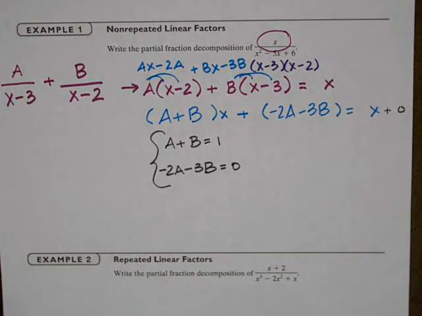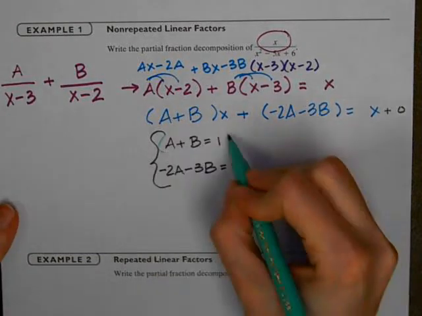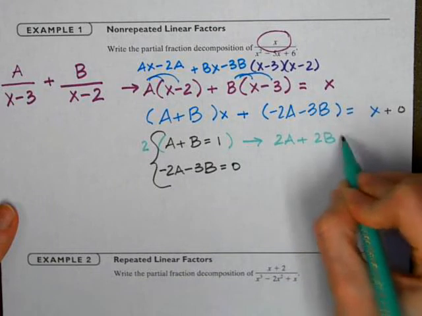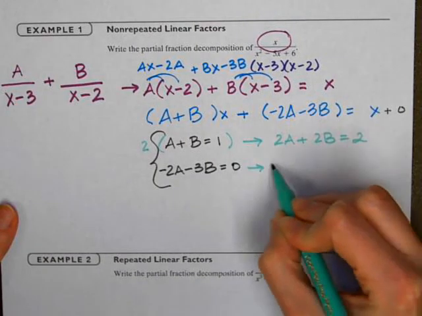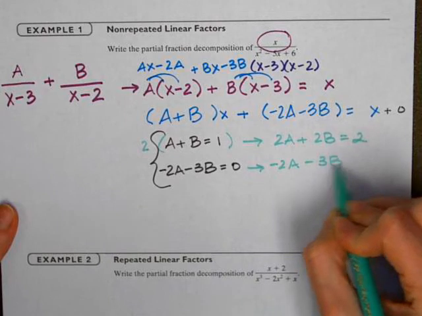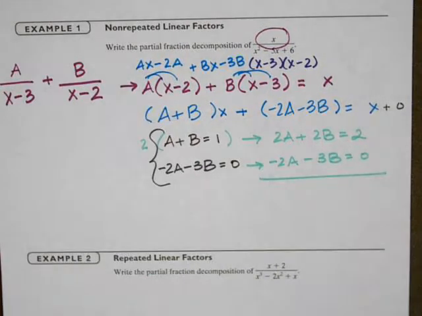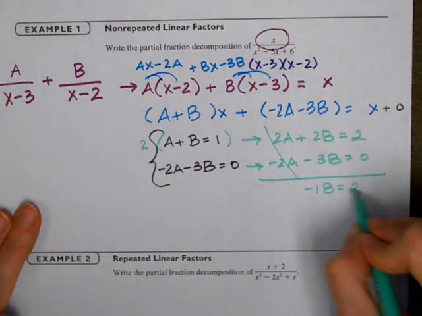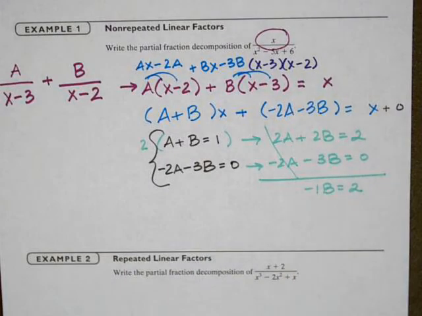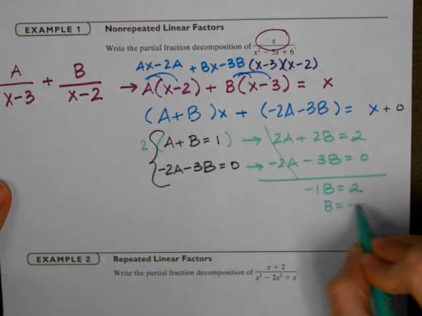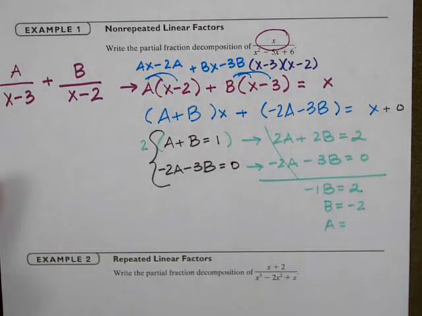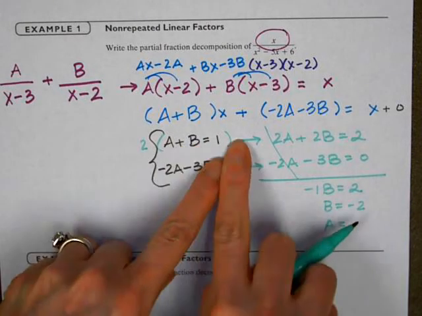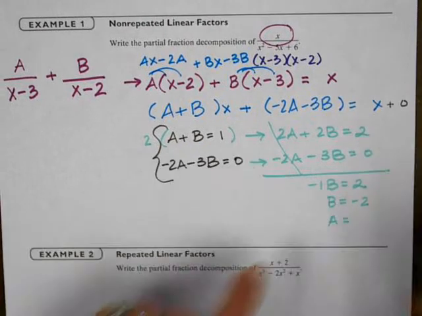So I'm going to do elimination again. If I multiply everything by 2, I get 2A + 2B = 2. And then I get -2A - 3B = 0. So you can add going down. You end up with -1B = 2. And then if you divide by -1, you get B is -2. And then we can easily find A. So if B is -2 and you add it over, 1 plus 2 is 3. So A is 3.